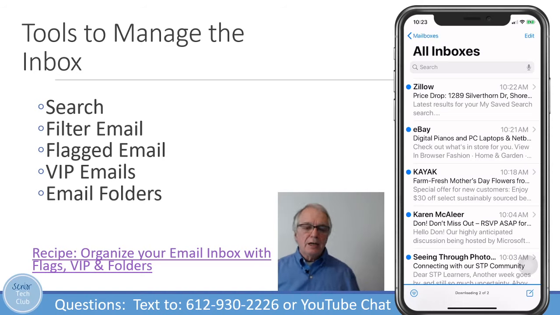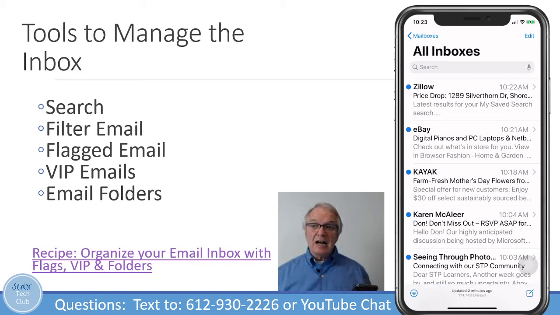All right, let's explore some other tools to manage the inbox. These are topics that if you want more information, you can go to the recipe, which is notated with a link on the bottom of the slide: Organize your email inbox with flags, VIP, and folders. And this will give you the full narrative description of these processes. We want to talk about search. We want to talk about the new filter functions. We want to talk about flagged emails, VIP emails, and email folders. Let's jump into it.